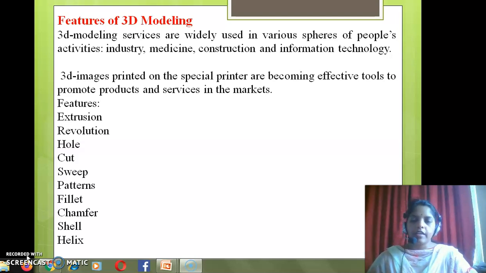3D images printed on a special printer are becoming an effective tool to promote products and services in the market. So these are some of the features used in 3D modeling: extrusion, revolution, hole, cut, sweep, pattern, fillet, chamfer, shell and helix. Here we will see some figures of that.